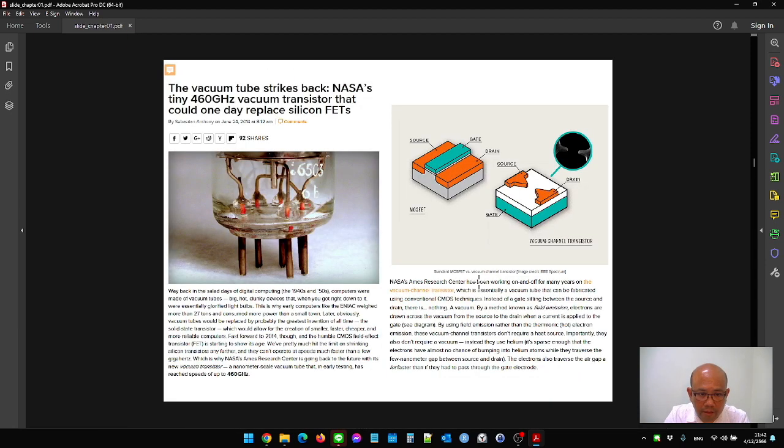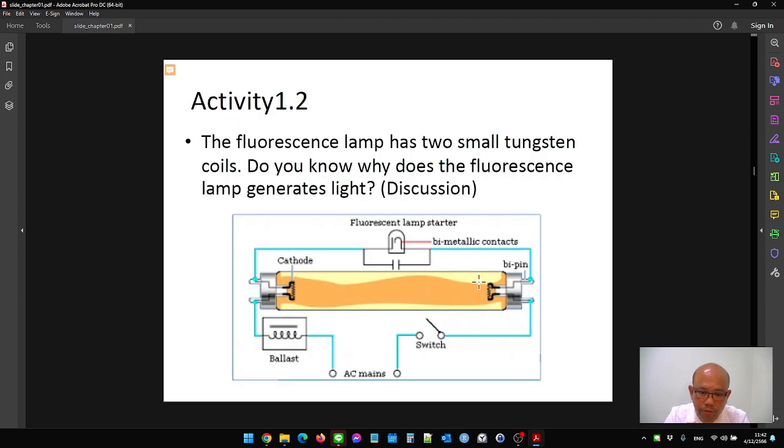Here is activity 1.2. In this activity, I show a circuit of a fluorescent lamp. In your home, I think you have a lamp like a long tube, which in Thai is called Lord Neon. That is a fluorescent lamp. Inside the fluorescent lamp there are two tungsten coils here. It has a ballast and a starter.